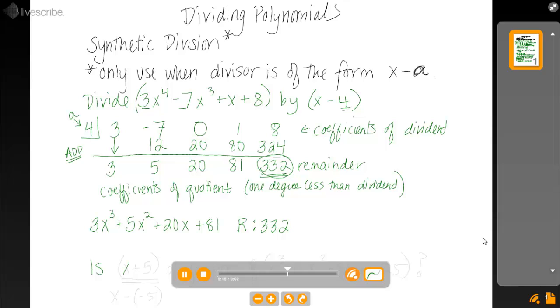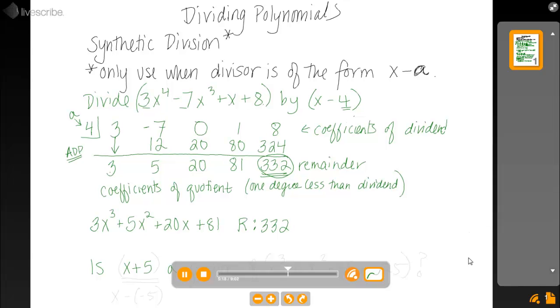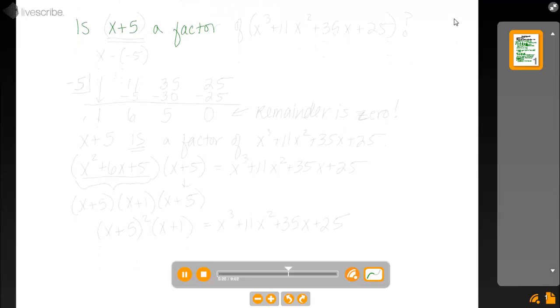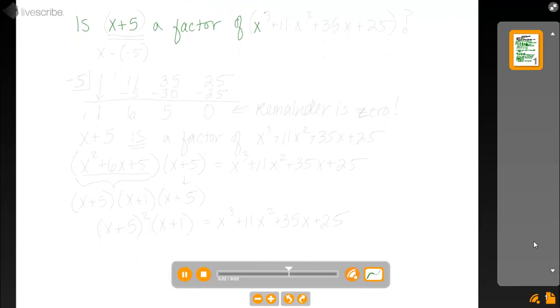Is x plus 5 a factor of x cubed plus 11x squared plus 35x plus 25? How do I know if something's a factor? Well, we'd want to divide and then look at the remainder. If the remainder is 0, then yes, it was a factor.